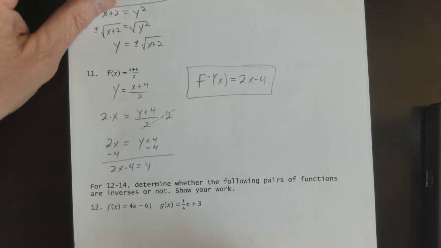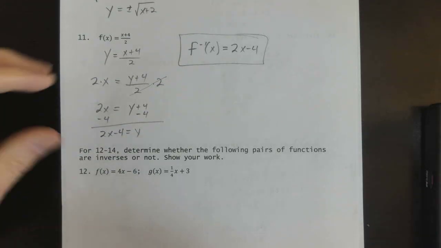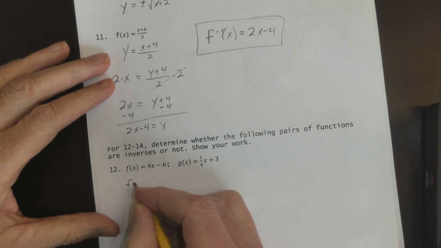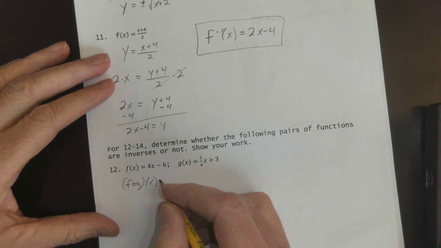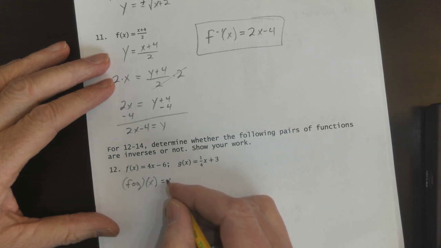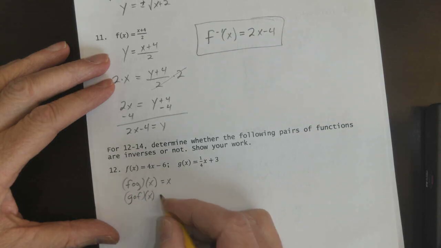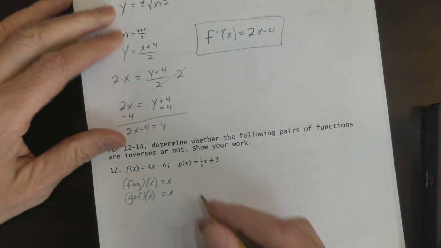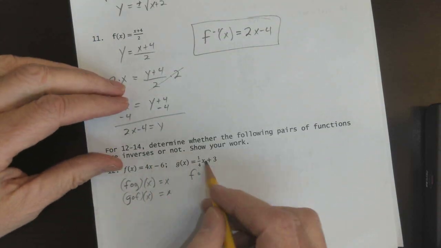Alright, this one. Determine whether the following pairs of functions are inverses or not. Show your work. I don't know if you remember, this is the last thing we did. F of g of x, if it equals x, and if g circle f of x is equal to x, then they are inverse functions. Sorry, these two are functions.